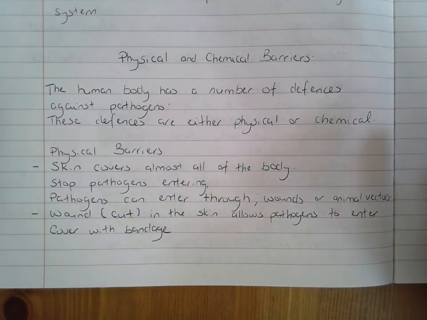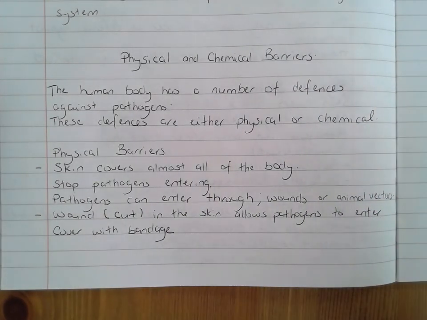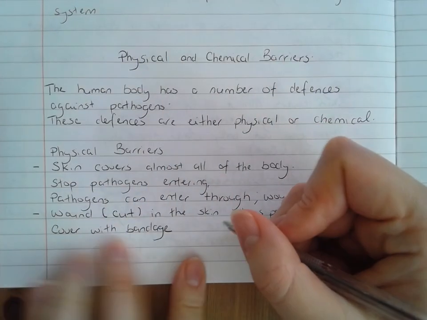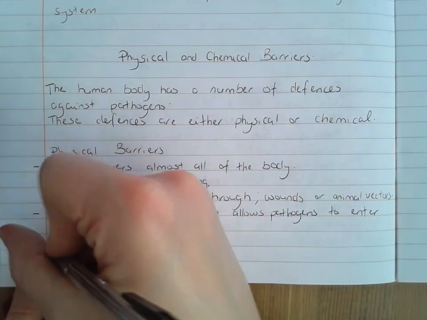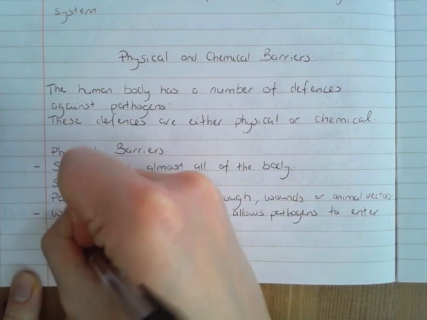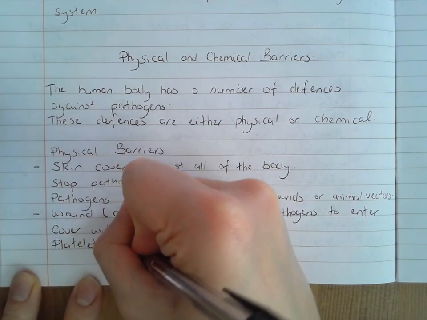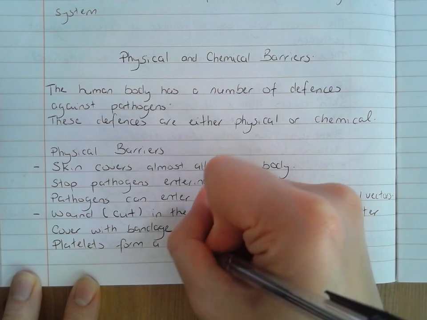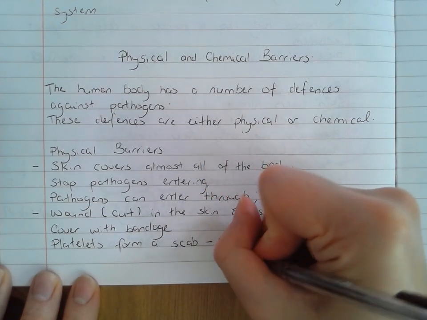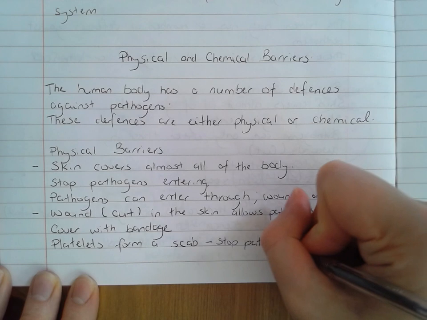Okay, luckily, you obviously know that you don't have to keep bandages on for your whole life because your body will naturally repair itself. When we looked at the blood, we looked at a specific type of blood cell called a platelet. And what platelets will do is they will clot the blood and they will form a scab and they will repair the skin. So I'm going to say cover with bandage. So that's what you would do initially if it was a big cut. But then along come your platelets, and they will form a scab, and that scab will then stop the pathogens entering.